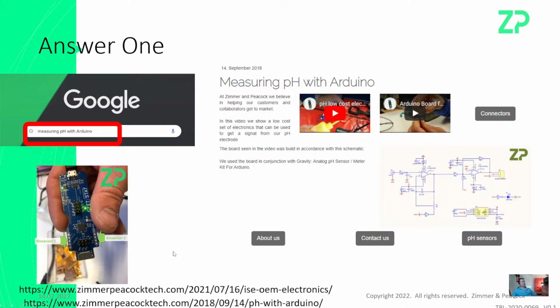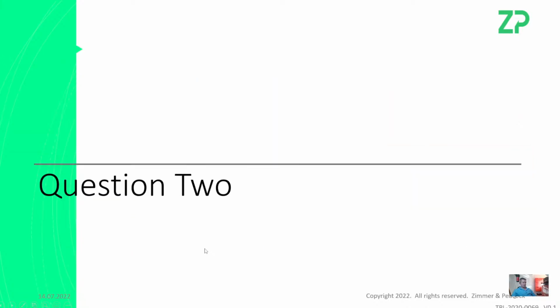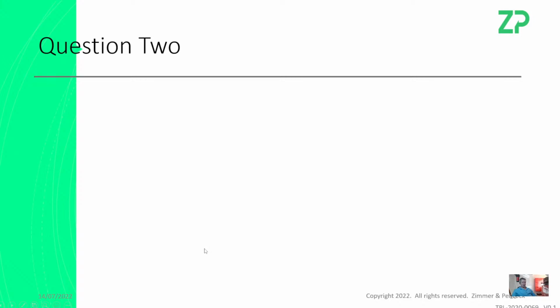I haven't discussed dissolved oxygen. I haven't discussed conductivity. I want to see how they get on with pH before they go too far along the dissolved oxygen and the conductivity, other than to say that we do have those sensors on the website, and you can take a look at those. Now, question number 2.